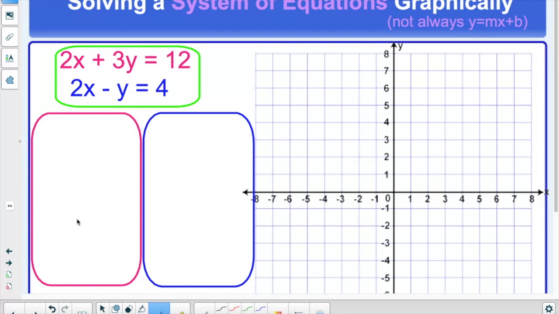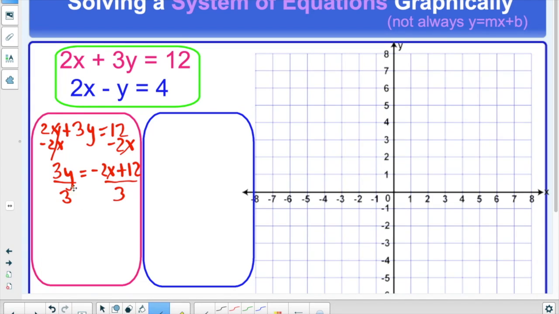So for 2x plus 3y equals 12, if I want to change that into slope-intercept form, I'm going to solve for the y value. So I'm going to move over the 2x. I'll have 3y equals negative 2x plus 12. Then I'm going to divide everything by 3, which would leave me with y is equal to negative 2/3 x plus 4.